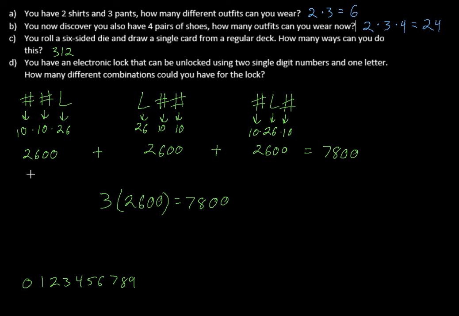Or if it said it had to start or end with a letter, we would have 26,000 plus 26,000. But because they didn't specify what order it has to be in, we could have any one of these 3, giving us a total of 7,800 different combinations you could have.